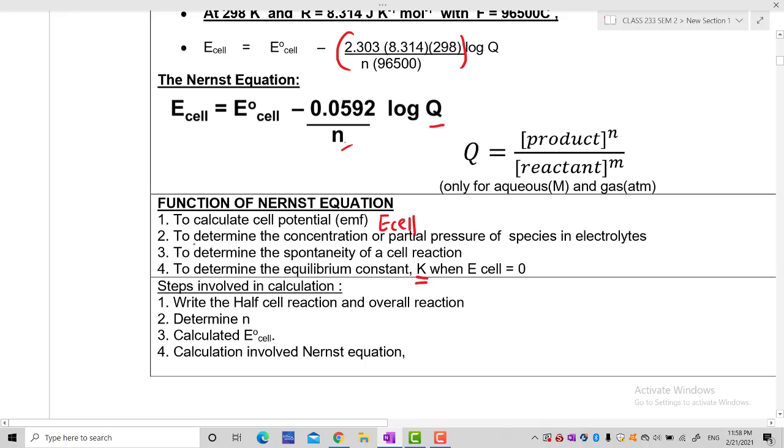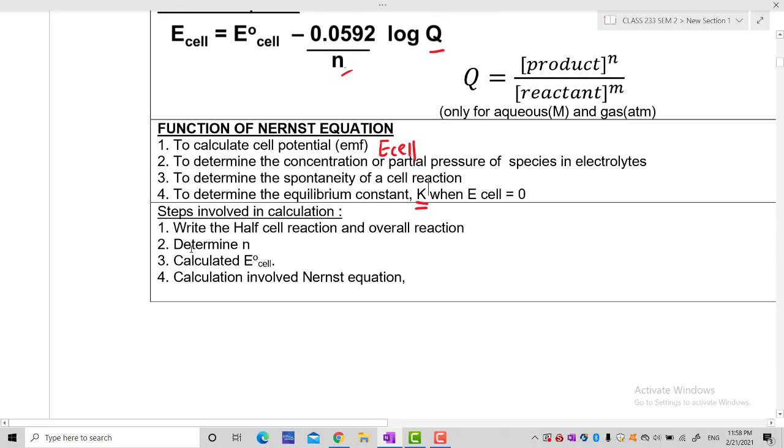So how do we start to solve a problem involving the Nernst equation? First, students must write the half cells and the overall reaction. Why? Because you will write the Q based on the overall reaction. If you don't write the overall, you will make a mistake. Number 2, from the overall and half cells, we can determine n. Number 3, we can calculate E naught cell. And the last one, we can use the formula to get the information you want.